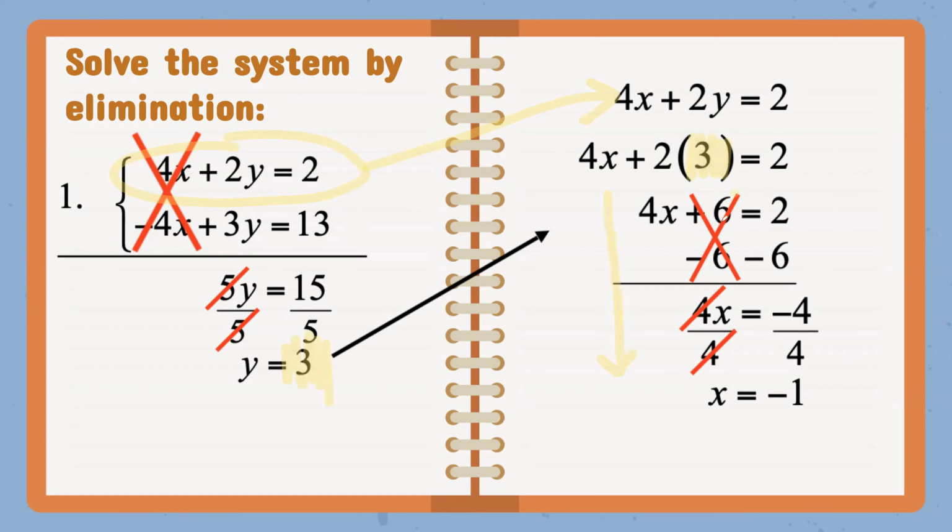So 2 times 3 is 6. I'm going to subtract 6 from both sides to get 4x is equal to -4. I'm then going to divide both sides by 4 to get x is equal to -1. And that is what your final answer is, -1, 3. And the reason it is a point is because on a graph, these two equations, this is probably not what they look like, but let's pretend these are the equations graphed.